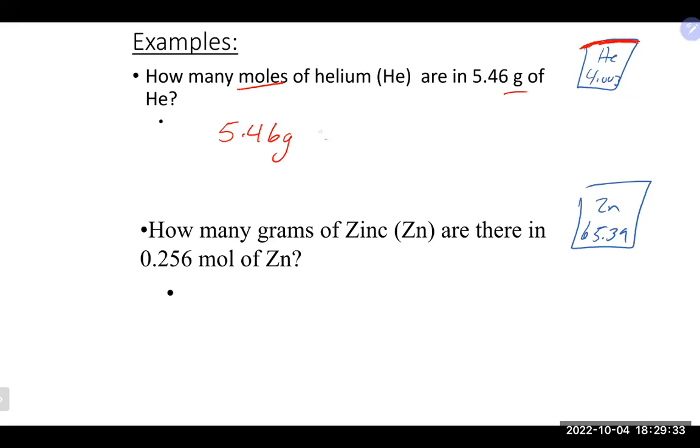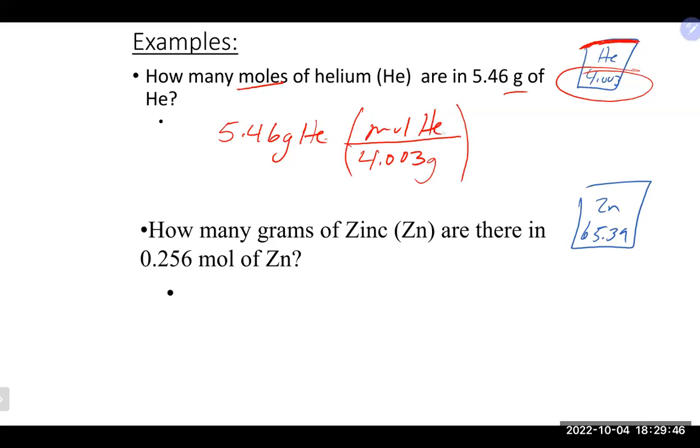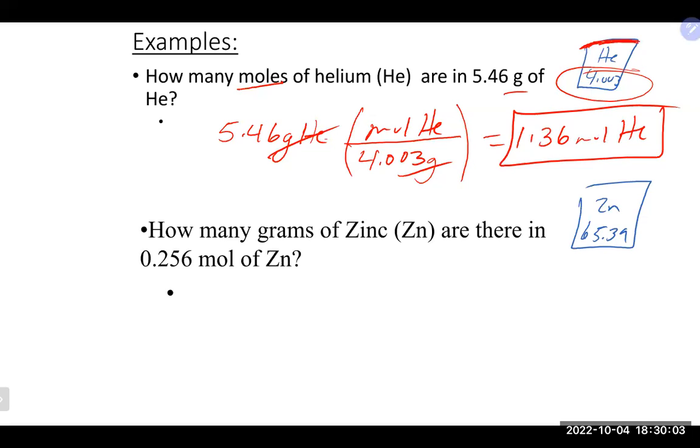So we got 5.46 grams of helium. Once again, go into the periodic table to use that as a conversion factor. We want to get rid of the grams, so the grams are going to go on the bottom so they cancel. Moles of helium, once again here, the grams will cancel. We're dividing 5.46 divided by 4.003, going to give us 1.36 moles of helium in this case. Any question on that one there?